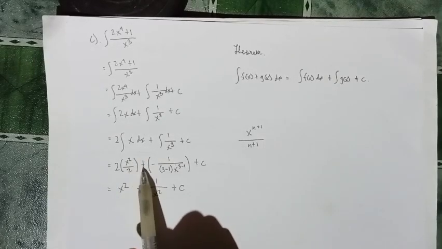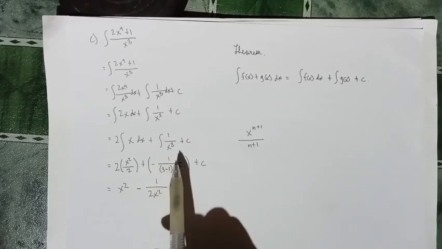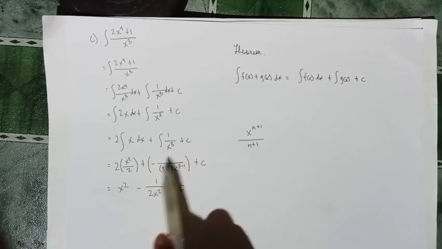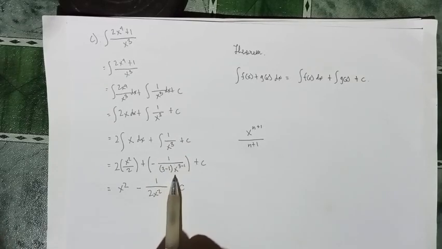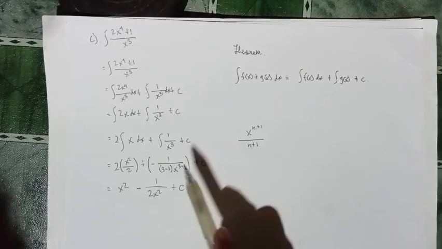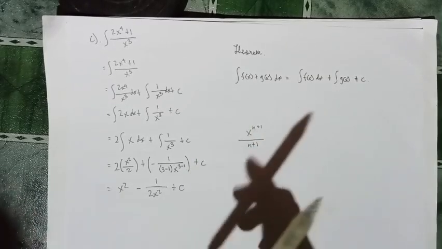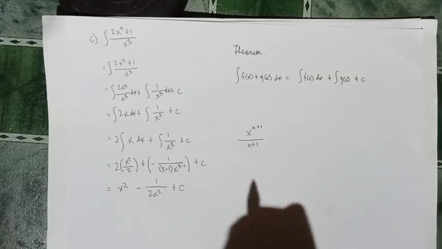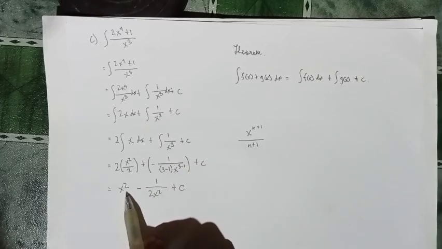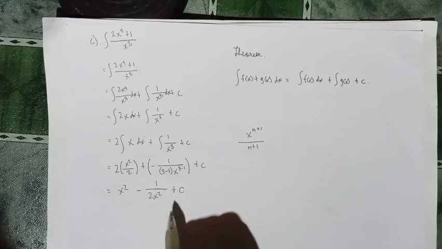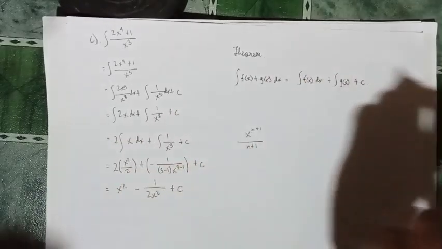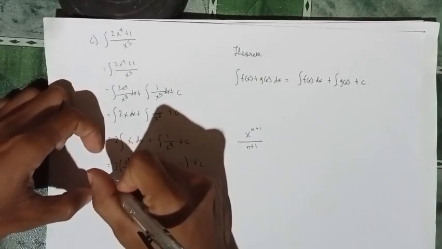Then plus negative 1 all over 3 minus 1, times x raised to the power of 3 minus 1, plus c. Just simplify, so it is equal to x squared minus 1 all over 2x squared plus c. So you have the answer.